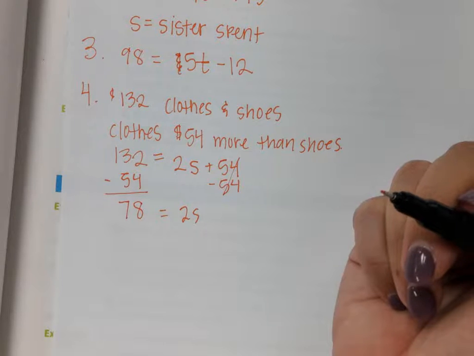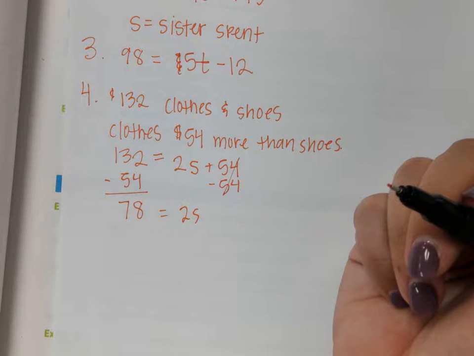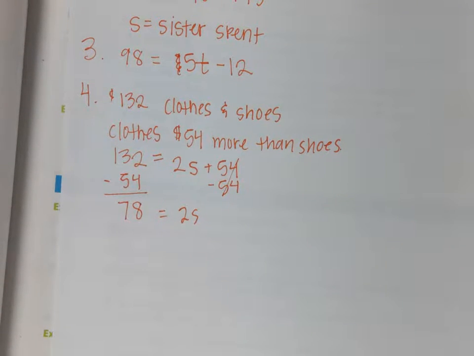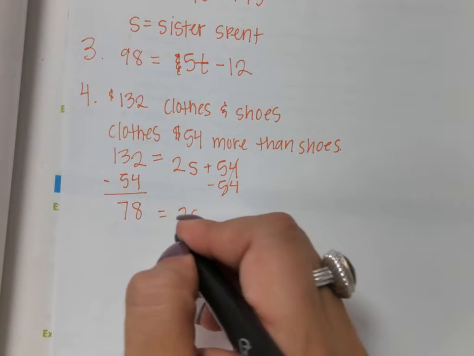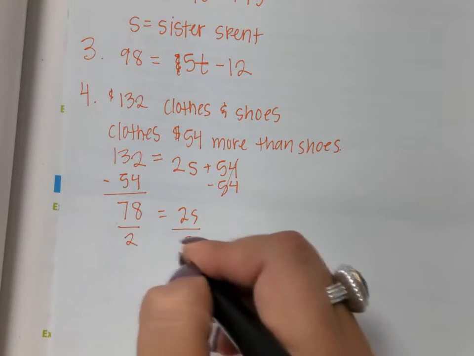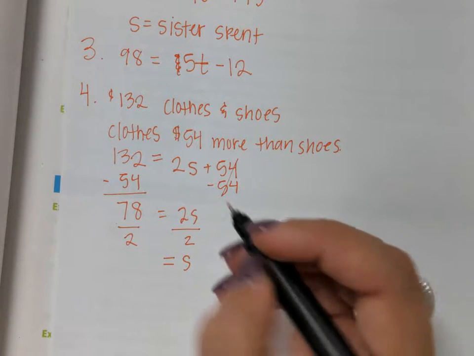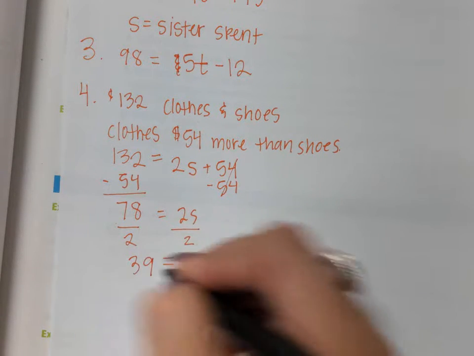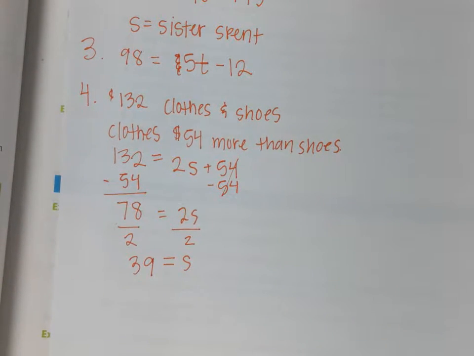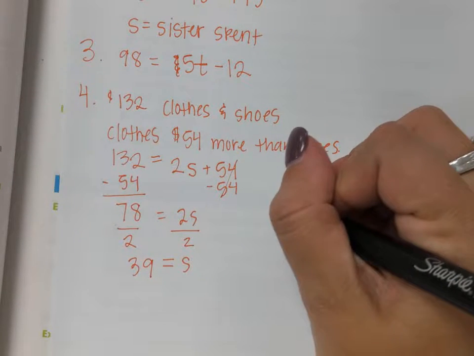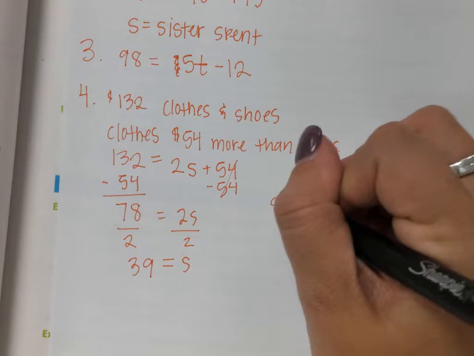78. So then I want to divide both sides by 2, which S is equal to 39. So that tells me what? That tells you that the shoes cost $39.